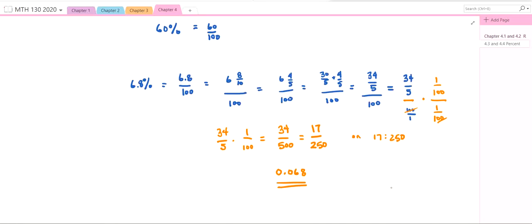Or what you could do is you can just start here. If we have 6.8%, then in decimal form, we just divide this by 100. So if we take 6.8 and we divide by 100, we essentially move the decimal point 2 spots this way. So 6.8% is 0.068.